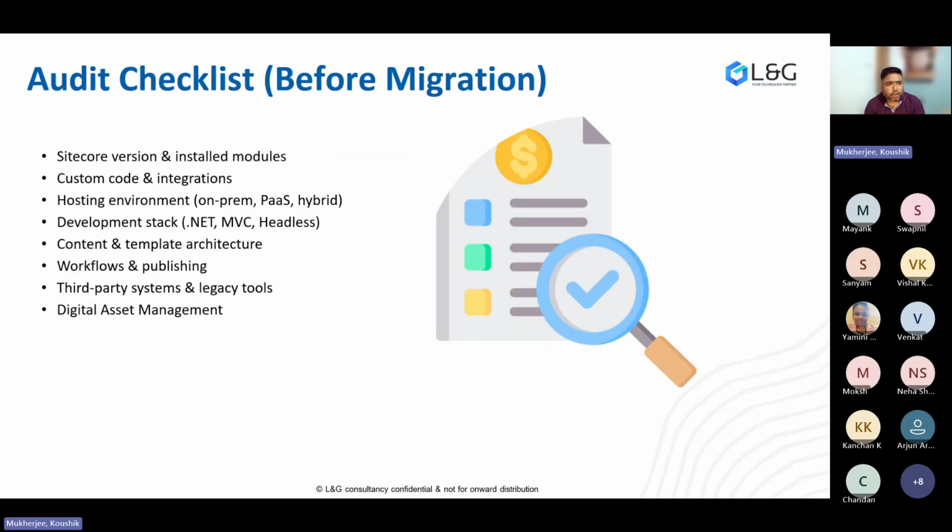So what are all those things? Initially we should prepare a checklist before the migration, about the Sitecore version and installed modules. What versions are we currently using for Sitecore? It can be an old version like Sitecore 8, Sitecore 9 or 10. Some of the old versions may not be supported by this migration tool. We need to create some custom scripts or PowerShell scripts to migrate those. So we need to audit those things first.